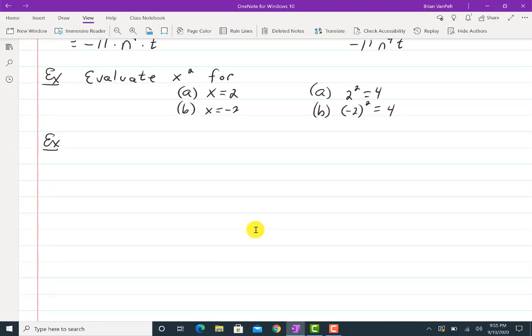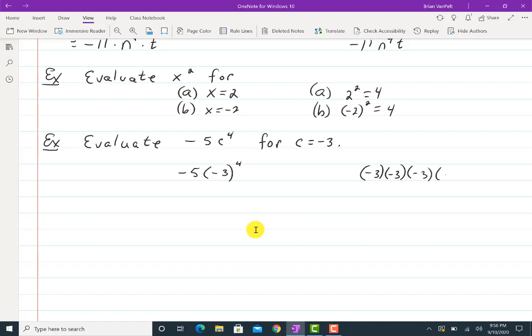Let's move on. Evaluate negative 5c to the fourth for c equals negative 3. So I'm going to have negative 5. I'm going to replace c with negative 3 in parentheses and raise it to the fourth power. Now to do negative 3 to the fourth, you should probably do this. As you progress through the course, you'll probably be able to do this in your head.